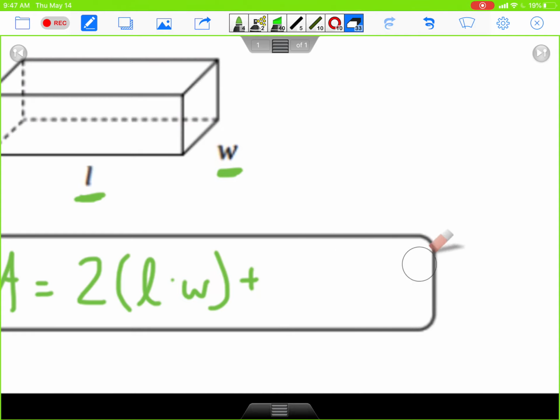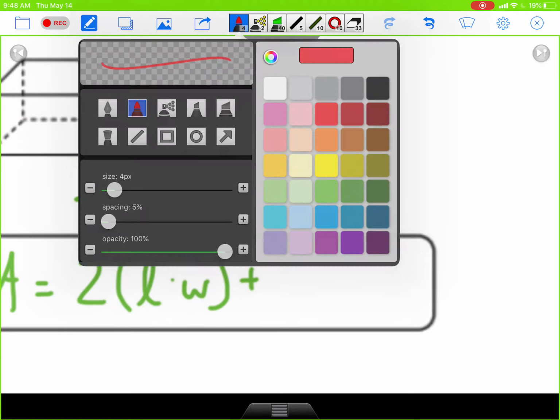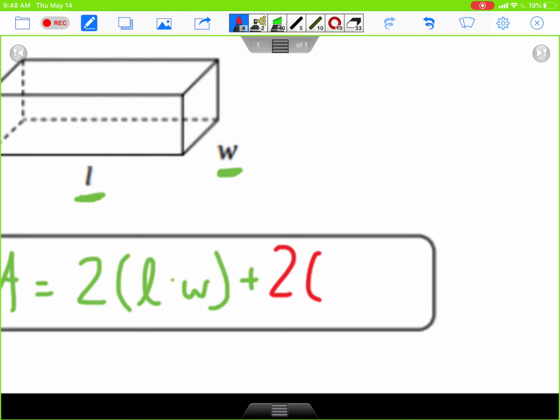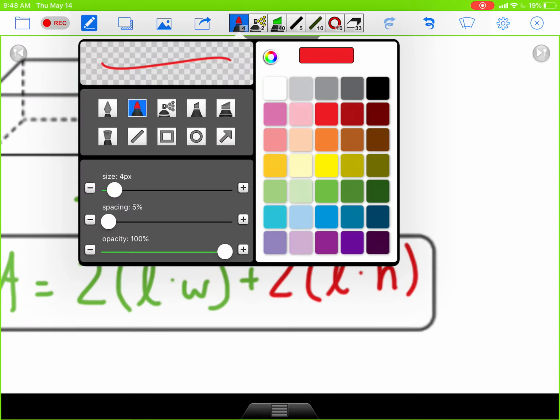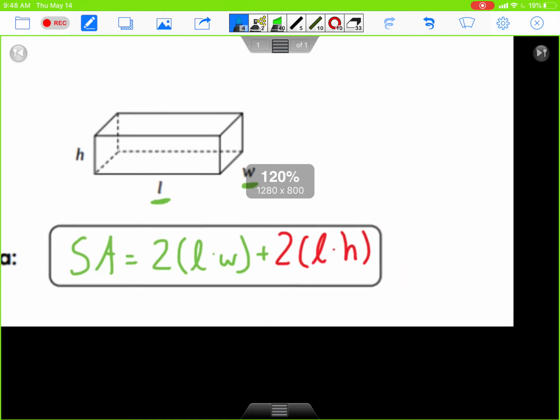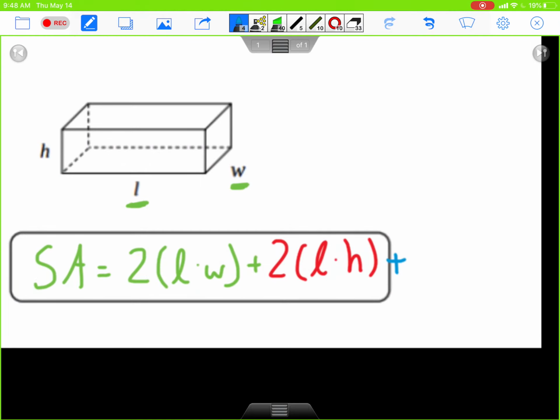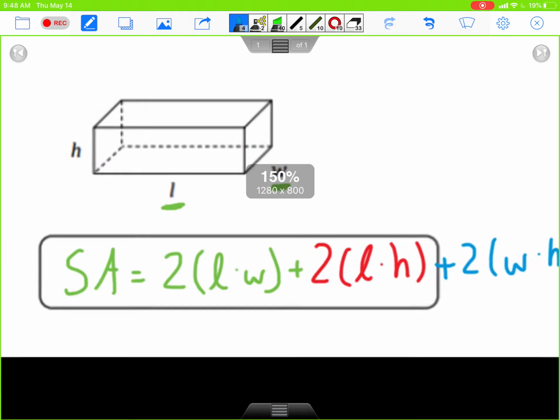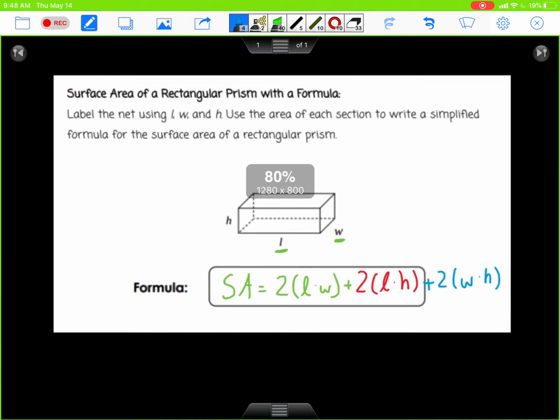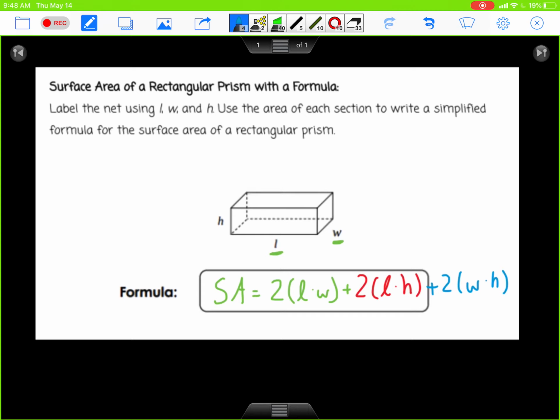Let me write it in a different color actually, so it's easier for you guys to notice the differences. 2 times length times height. And the last part of our equation will be plus 2 times width times height. So once again, like I said, this is the formula. All you need to do is plug in your numbers. So it would be pretty simple. Like I said, they should always give you 3 numbers unless they expect you to use a property to find a missing side.